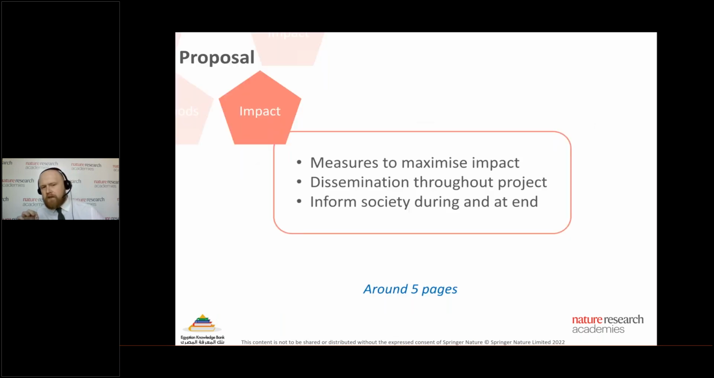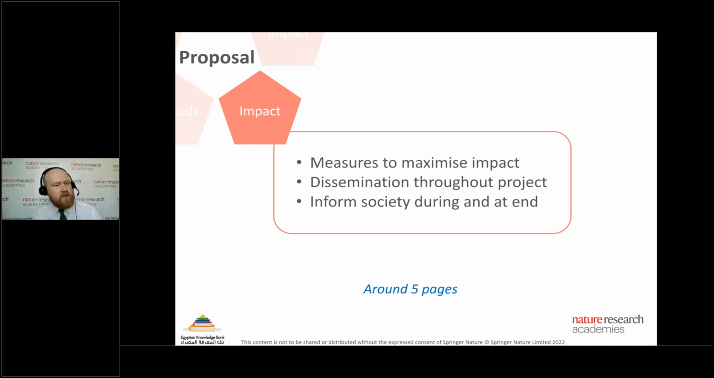Okay, so one of the last sections we'll discuss now is the impact. As part of your proposal, you're expected to explain how you're going to disseminate your work and to generate impact, not only after the work has been published, but during the course of your study. What measures are you going to make to maximize impact? How are you going to disseminate your work?